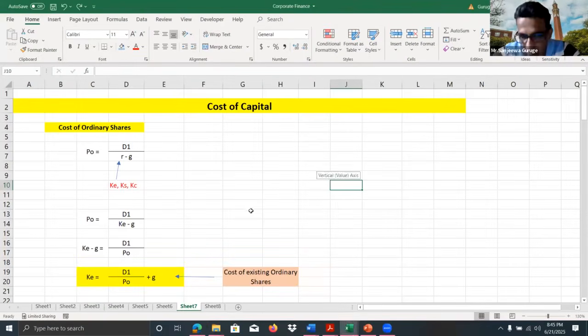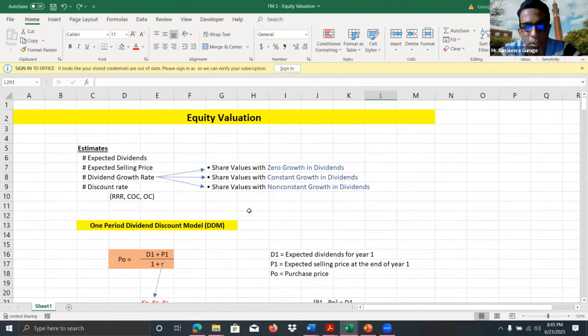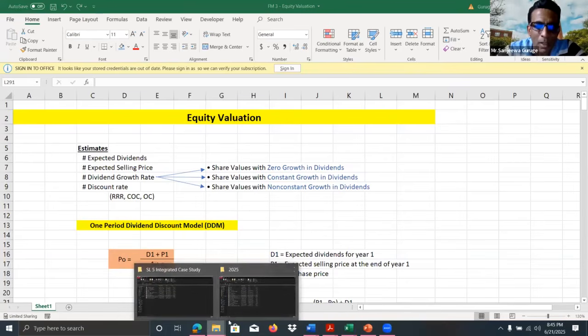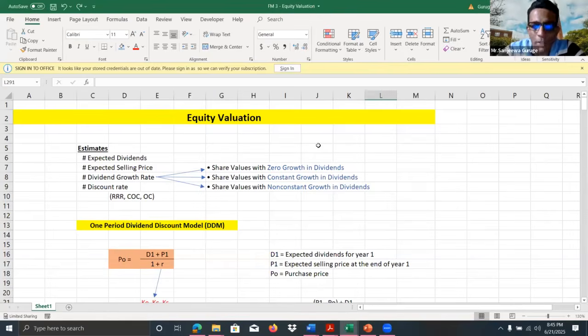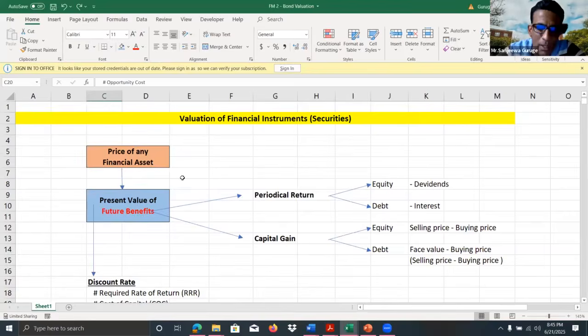We need to identify several key pieces of information, because the price of any financial instrument, you know very well the meaning of the price, right? The price of any financial instrument means the present value of the future benefits. So that's why you mentioned earlier that the valuation of debt is very much easier, right? Why?